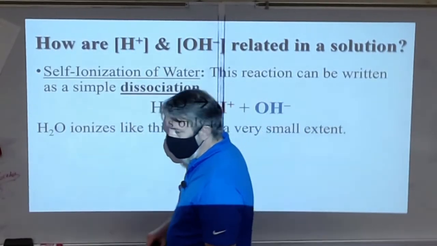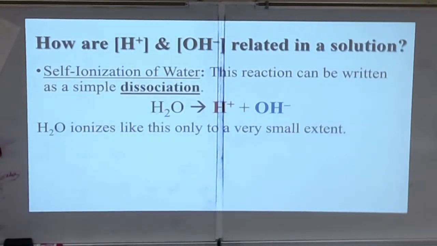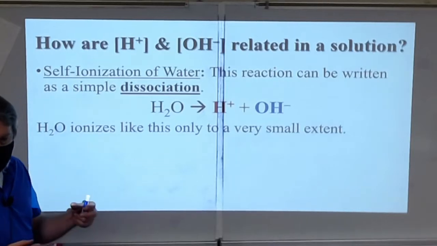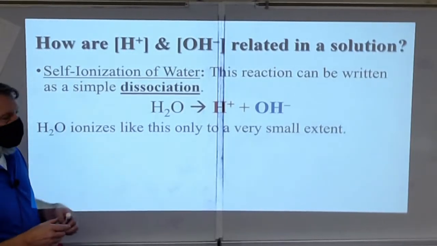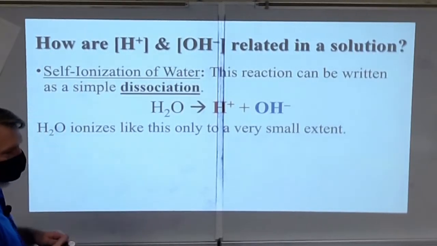Well, water self-ionizes, and what that means is water all by itself can break down. Water can break down into hydrogen ions and hydroxide ions. Basically, one of those little hydrogens pops off of the water, okay? And it does this to a very small extent.